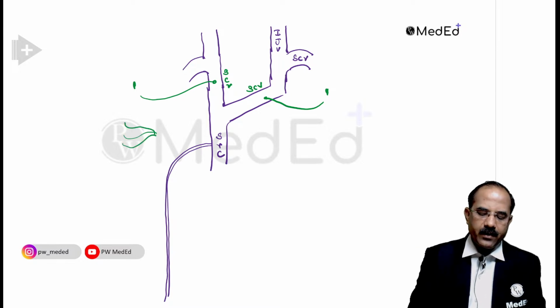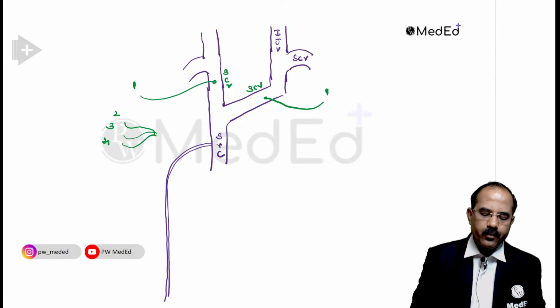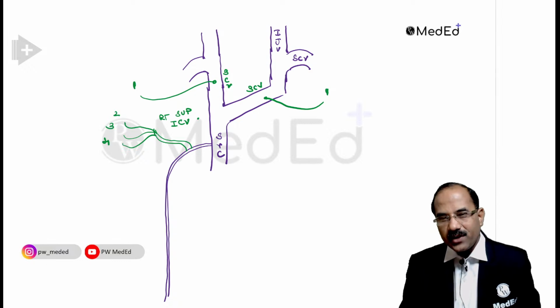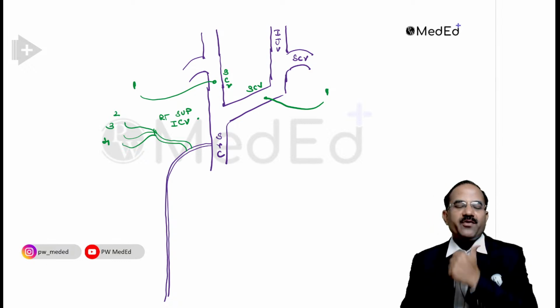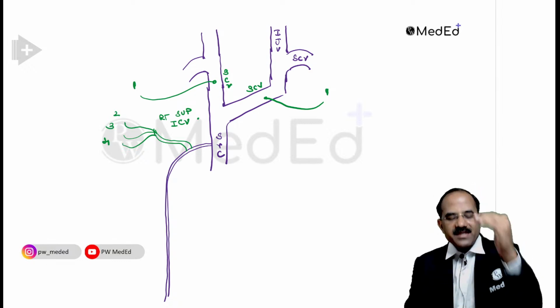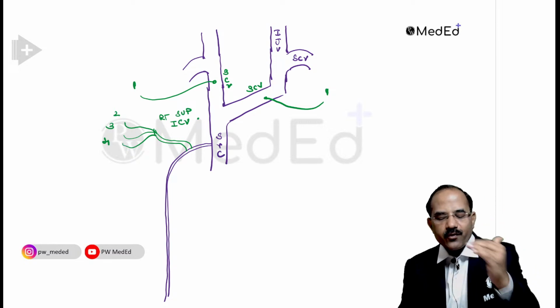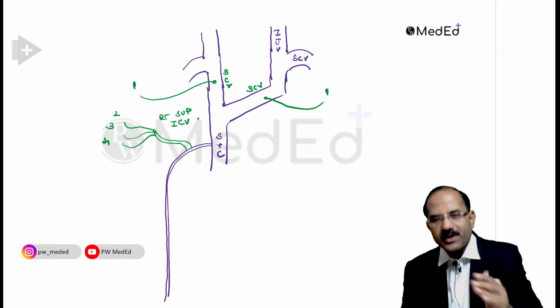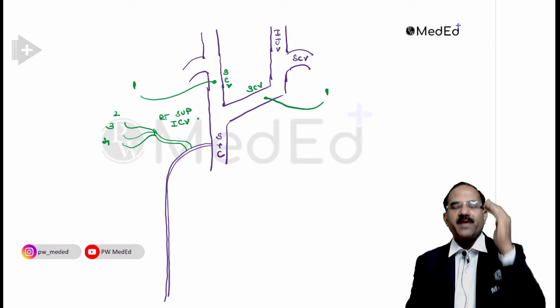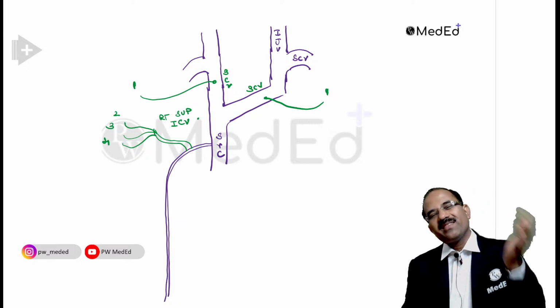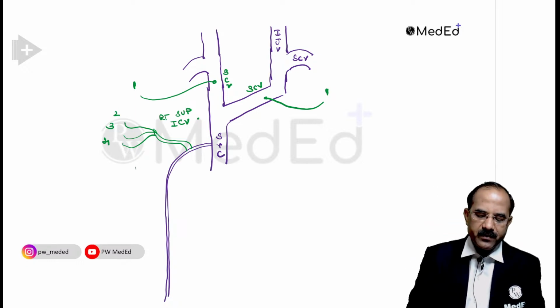Second, third, and fourth. They join to form a vein here. What is its name? It is the right superior intercostal vein. And how is the right superior intercostal vein formed? It is formed by the joining of the right second, third, and fourth posterior intercostal veins. They join to form the right superior intercostal vein, and this drains into the azygous vein.